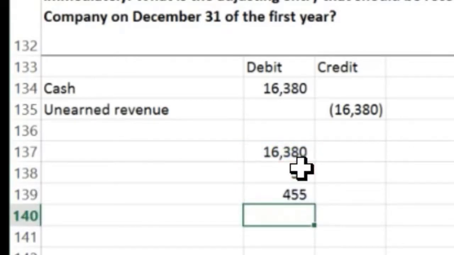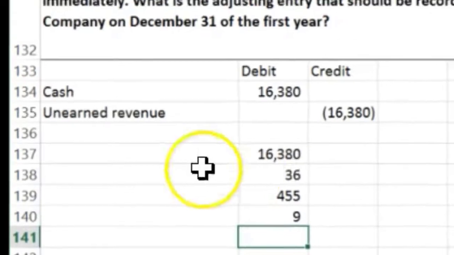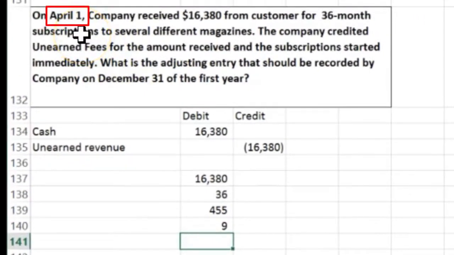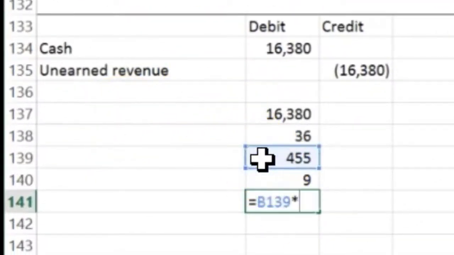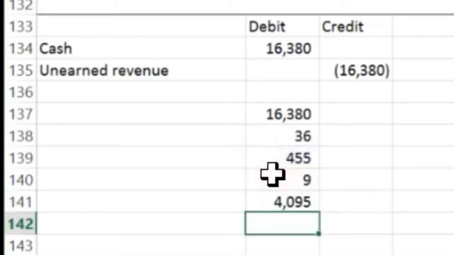How many months have passed as of our cutoff date? Cutoff date 12/31. That's the date we need to make our financial statements correct as of, so that we can create the financial statements. 9 months. So that includes April. Be careful if it said April 31st. We wouldn't include April. And then we're going to say, okay, this equals the 455 times 9. And so there's going to be the amount.